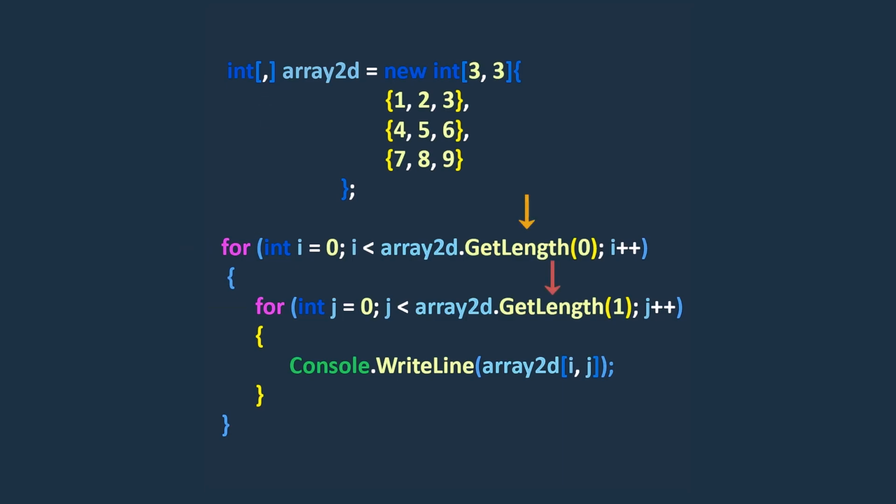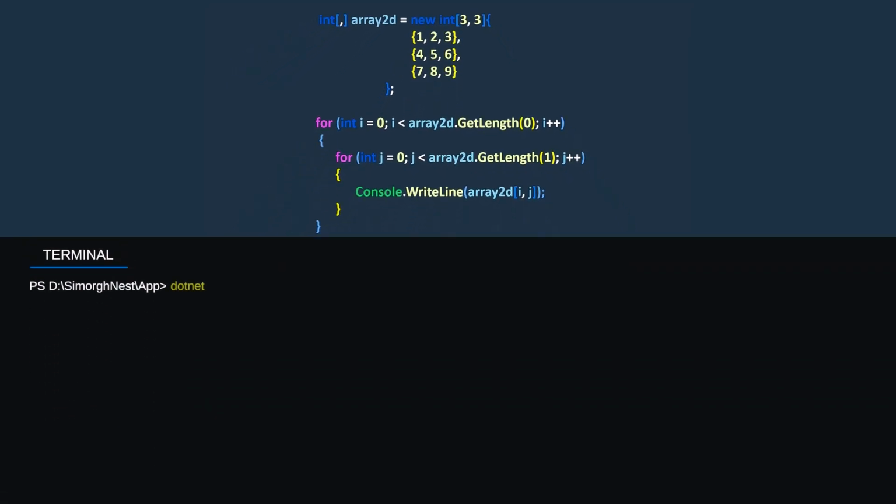Okay, as you can see, we have to use the GetLength method instead of the Length property to specify how many times the loop should iterate. As expected, the for loop produces the same result as the foreach loop.